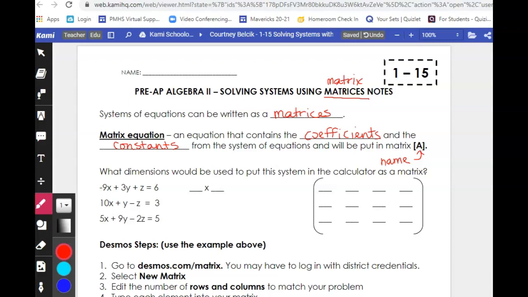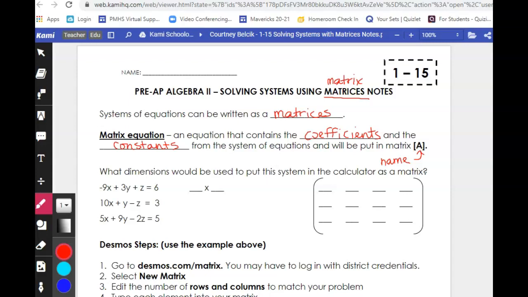So, before we talk about how to write the matrix equation, we first need to talk about dimensions. When we talk about dimensions, think about a room or a rectangle, and we talk about the dimensions as in like the length and the width, and typically of a two-dimensional shape, we talk about just two of the dimensions. So here we're going to discuss the dimensions for this matrix. It says what dimensions would be used to put this system in the calculator or in Desmos as a matrix.